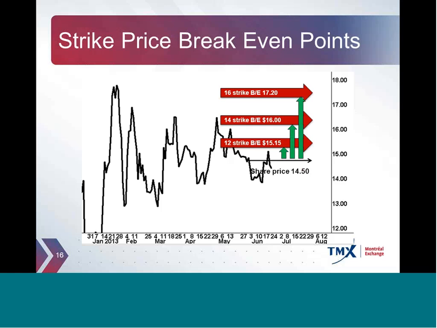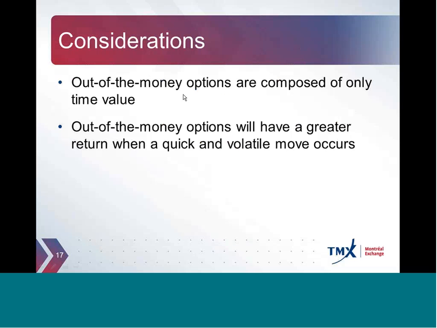So understand, it's all about probabilities. You're paying more for the 12 strike because at the time there was an expectation that that stock had a high probability of being above that $15.15, versus the 14 strike, and then the 16 strike. So again, it just gives you a little indication that all is not always as it seems. Options are priced because of probabilities, and there's a reason why they're valued as such.